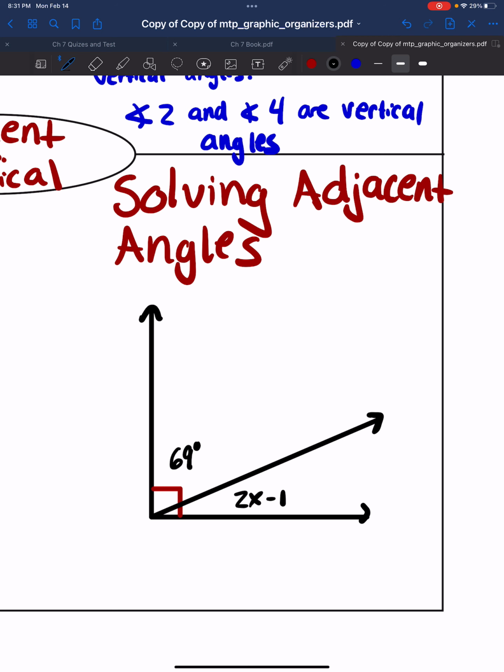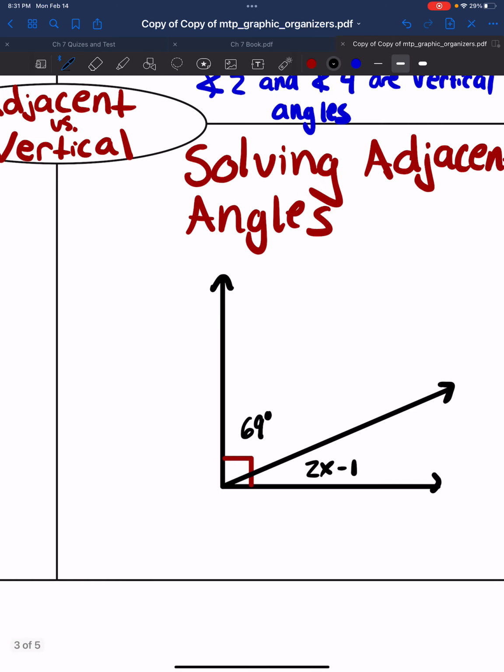Okay, so how do you solve adjacent angles? Well, what we do is we see, okay, both of those angles together, added up, should equal 90 degrees. So I could say 69 plus 2x minus 1 equals 90 degrees. And then you just go ahead and solve it. Combine your like terms first. 69 minus 1 is 68.